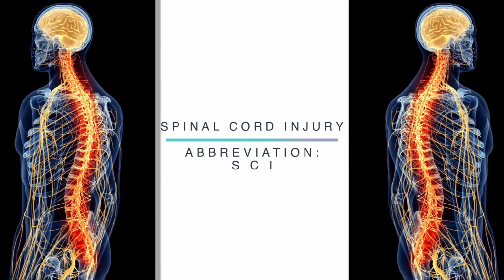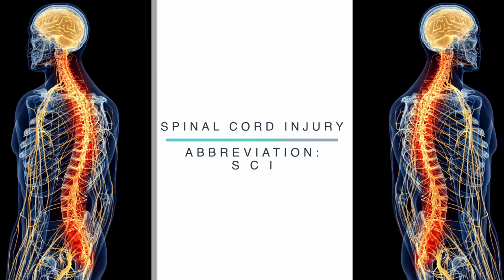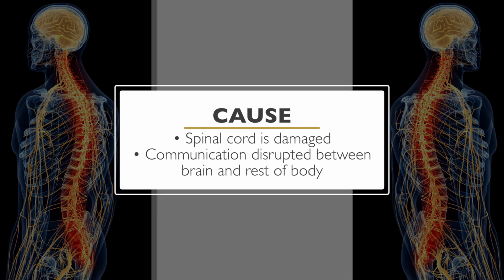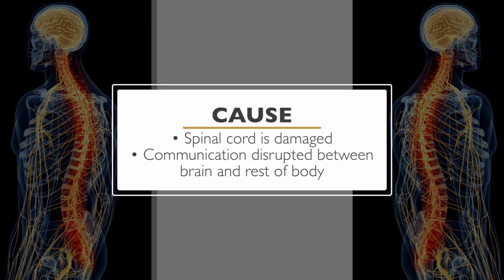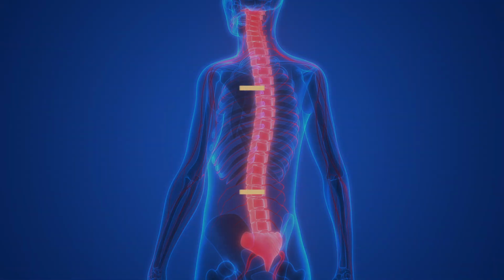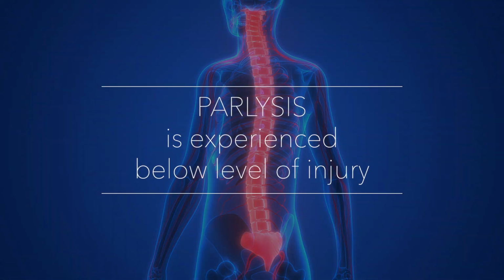A spinal cord injury, often abbreviated as SCI, occurs when the spinal cord is damaged and communication is disrupted between the brain and the rest of the body. Typically, some degree of paralysis, whether temporary or permanent, is experienced in the body below the level of injury.